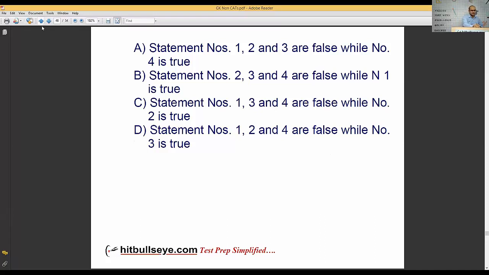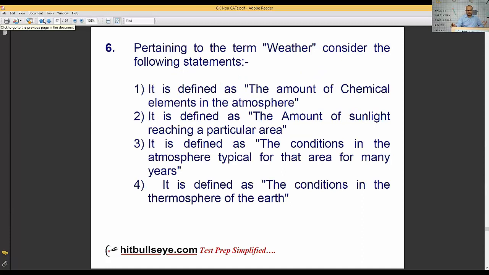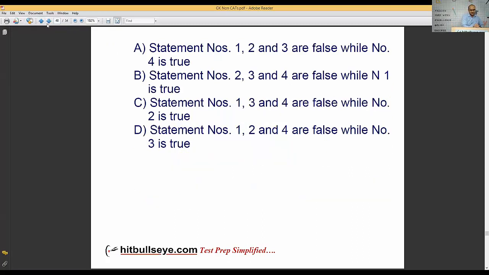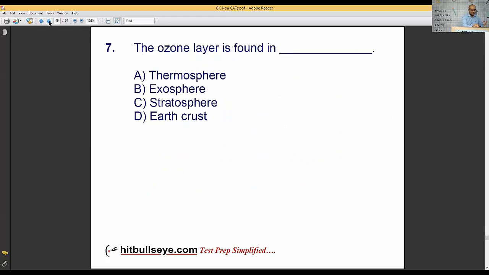So it is saying statement 3 is true. Let's go back. It is defined as the condition in the atmosphere typical for that area for many years, right? It is not the chemical elements in the atmosphere, of course. It is not the amount of sunlight reaching a particular place, and it is not defined as the conditions in the thermosphere of the Earth. So statement 3 is correct, and as per that, option D is correct.